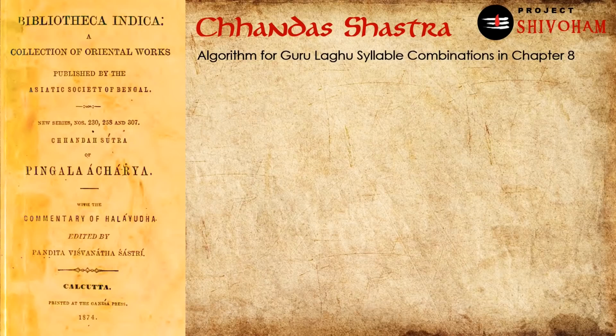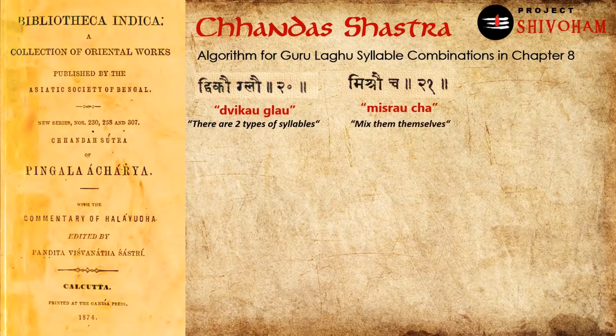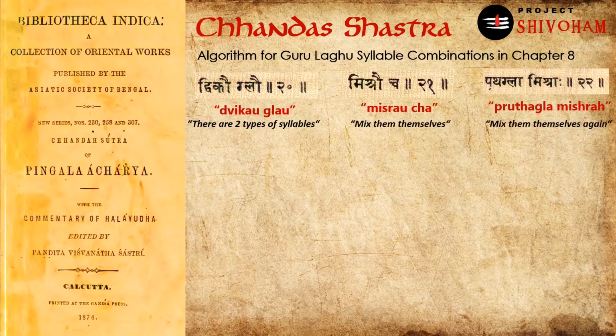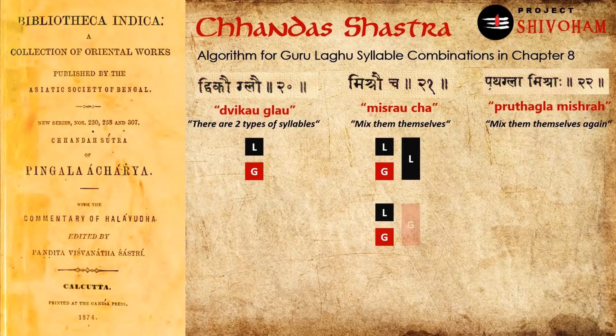Here I refer to the book Chandas Shastra by Pingalacharya, a Sanskritam to English translation printed in 1874. Pingala gives 3-step algorithm as Dvikaglav, Misraucha and Prudagla Mishra. Let us see what they mean. Step 1 says Dvikaglav. That means there are 2 syllables, Guru and Laghu. Second step of the algorithm says Misraucha, which means mix themselves. Take Laghu and Guru and mix once with Laghu, and take Laghu and Guru again and mix once with Guru. Then you have Laghu Laghu, Guru Laghu, Laghu Guru and Guru Guru.